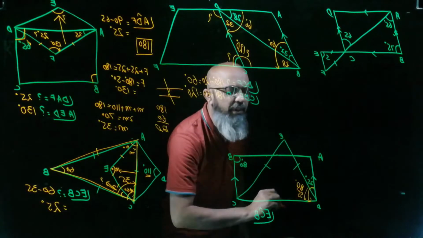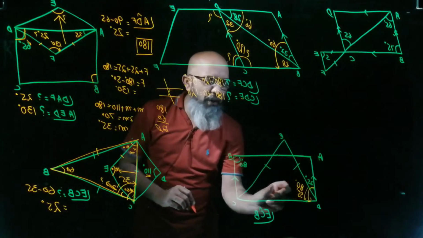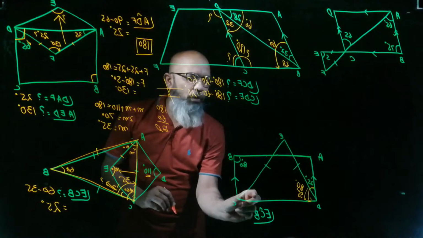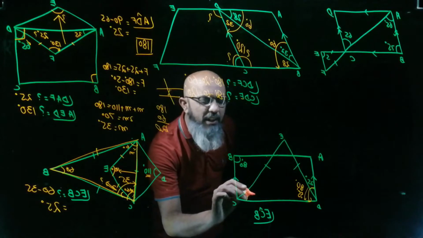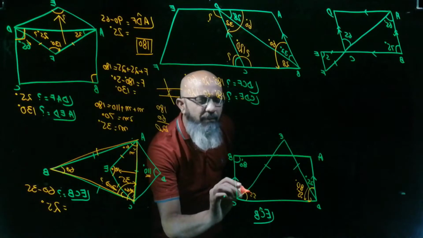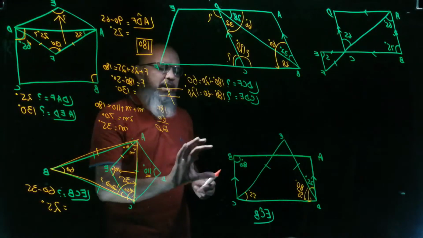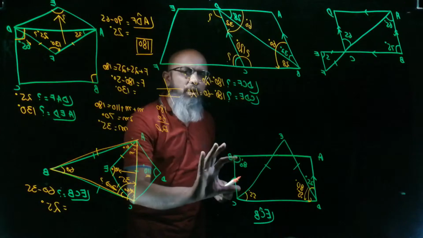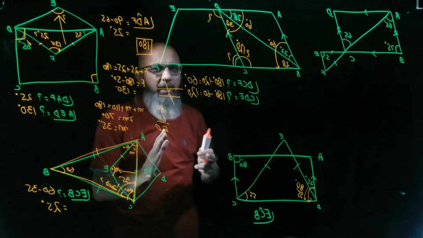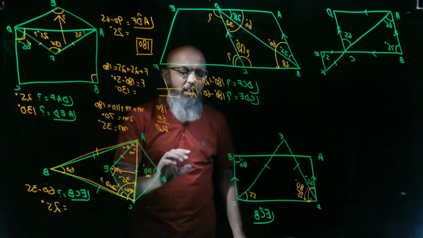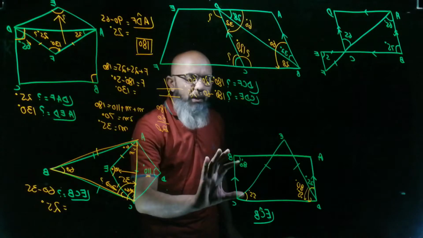We get 55 degrees, and this is an isosceles triangle, so if this angle is 55, this angle is also 55. This portion of the angle is also 55. Now in a parallelogram, you know the sum of these two angles must be equal to 180. 180 is repeated again and again in these questions, right?